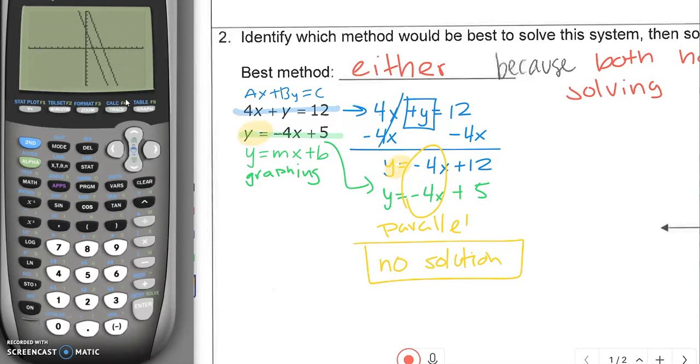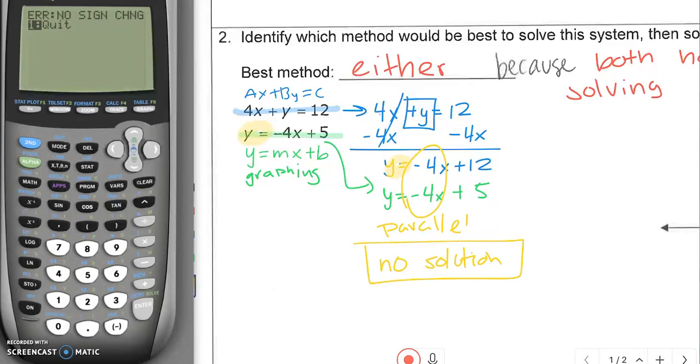Even if I went about it and said second, trace, 5, enter, enter, enter, it gives me an error. If you get that error, it means that they most likely don't have an intersection, or you need to zoom out to be able to see it. But since I can see those two slopes are the same, I know it's not going to work.